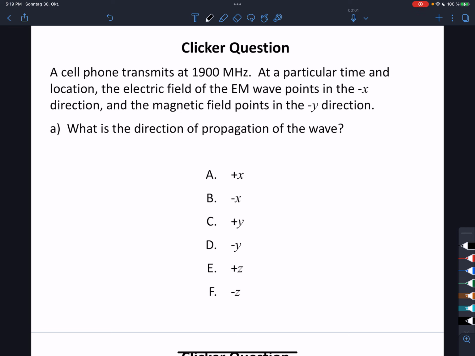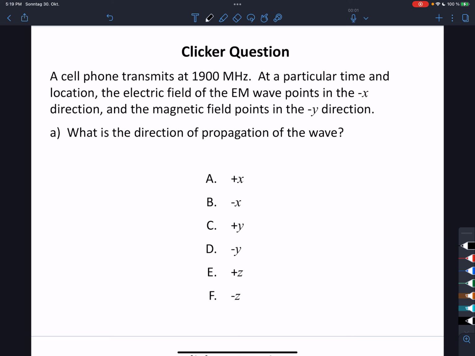Here I have a question for you. Please pause the video and first try to do this problem by yourself. What we said is that the electric field of this electromagnetic wave points in the negative x direction, in the direction opposite to the x-axis. Very good. The magnetic field points in the negative y direction, so this is the magnetic field.